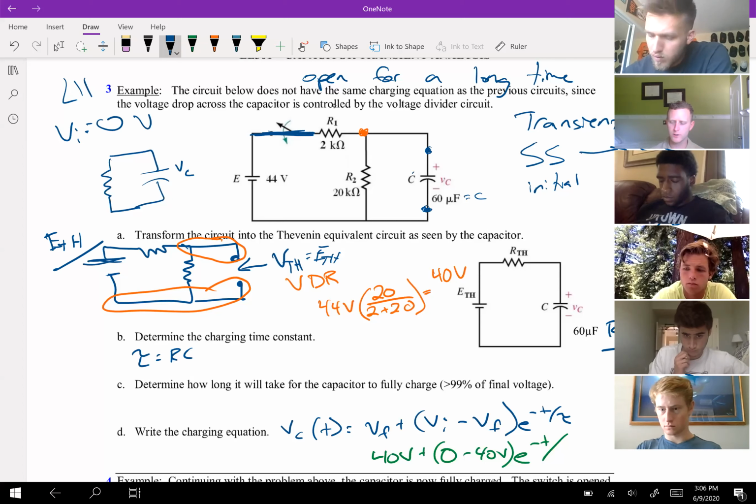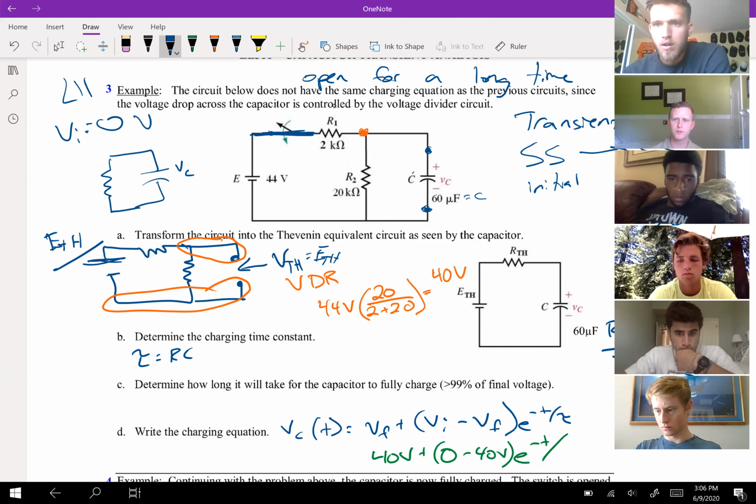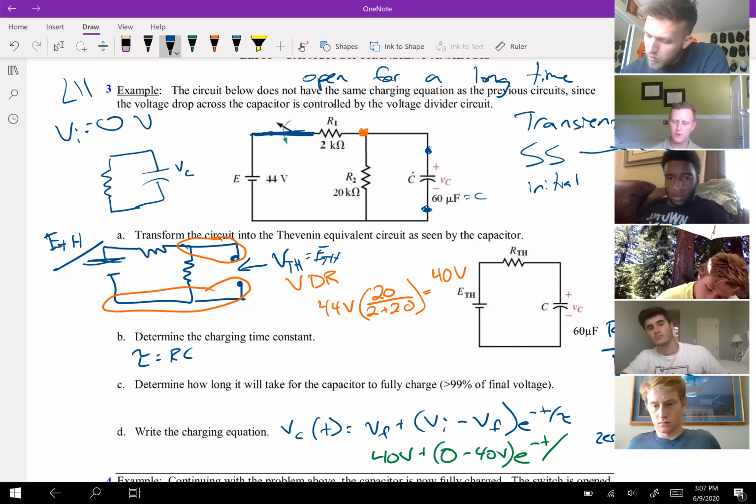I have a resistor, and then I zero the source for R Thevenin. What does 0 voltage look like? Is it a short or an open? 0 voltage would be the short, 0 current would be the open. That's how I actually remember it. I say 0 current is an open.